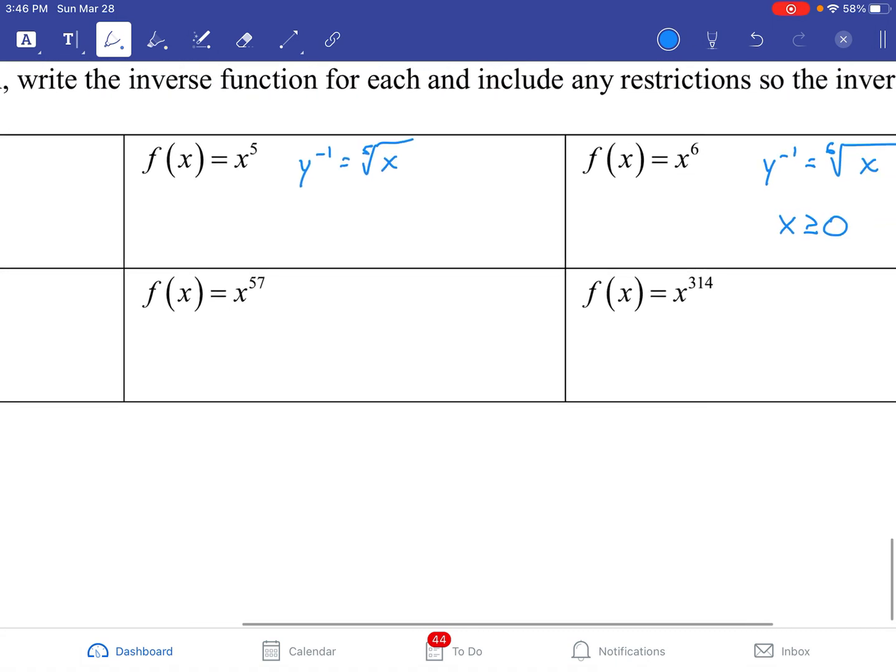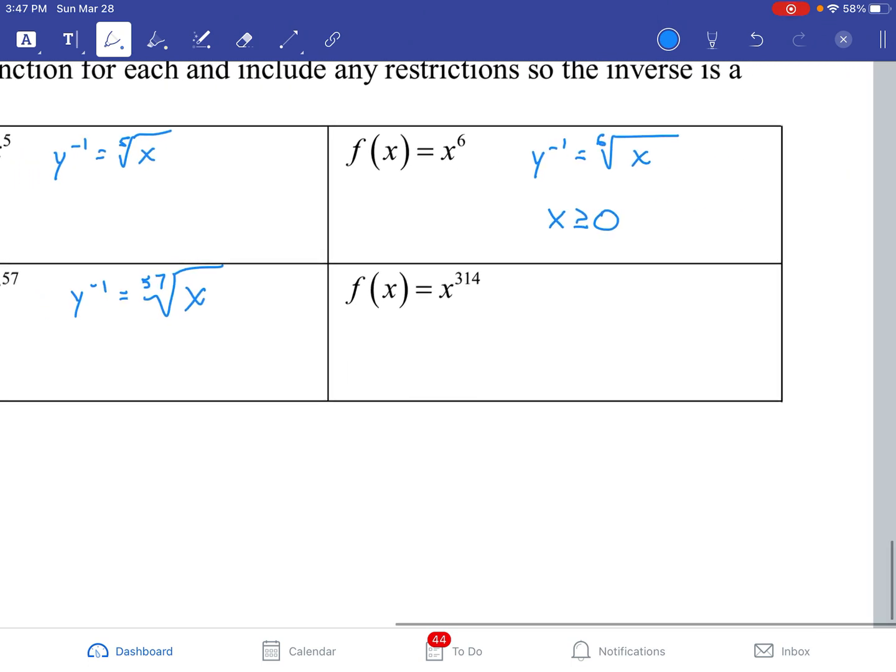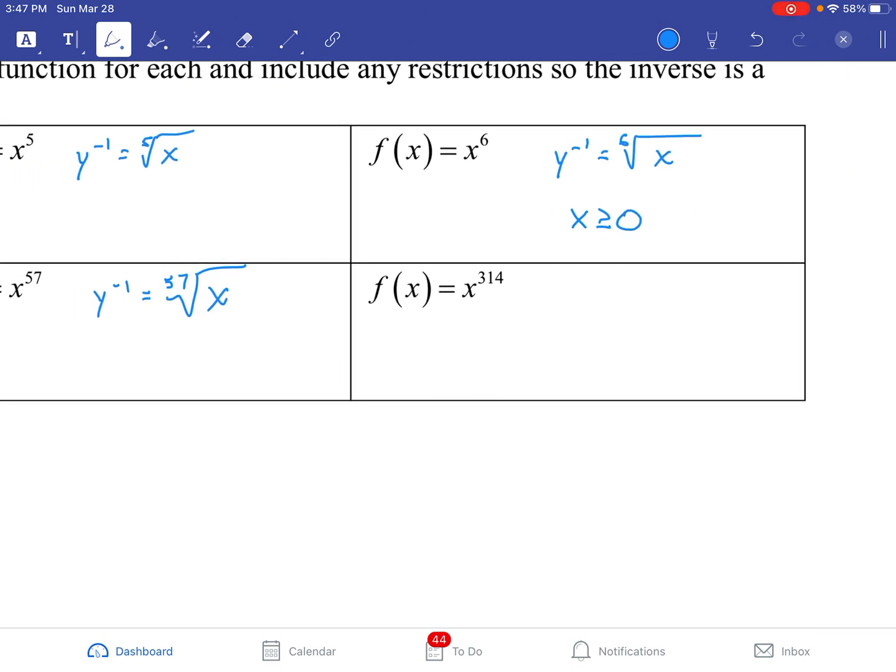Now we're getting to crazy numbers. X to the 57th power, the inverse is going to be the 57th root. Oh, that was ugly. Here we go. Of x. Because it's an odd degree function, there are no domain restrictions. But the last one, 314, that is an even degree function, because 4 is an even number. So we have the inverse of y is equal to the 314th root of x, and x has a domain restriction of greater than or equal to 0.